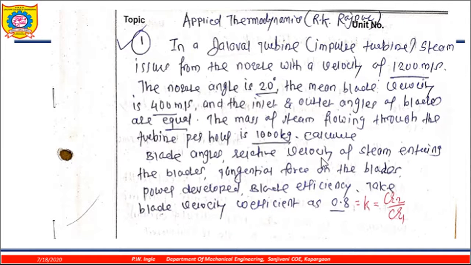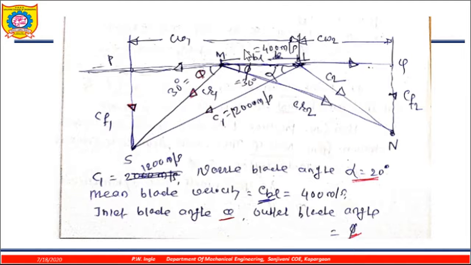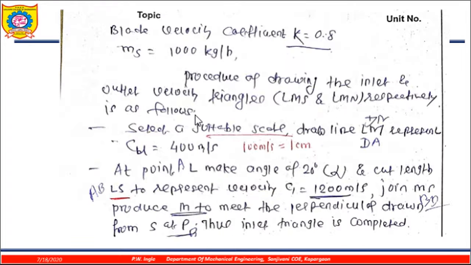Calculate the blade angles, relative velocity of steam entering the blade, tangential force on the blade, power developed, and blade efficiency by considering K equal to 0.8. Now this is the velocity triangle. C1 is 1200 meter per second, nozzle angle alpha equals 20. We have to calculate theta and phi. CBL is also given. Now there are two ways. You can solve this problem by constructing the combined velocity triangle, or by using trigonometry relations.